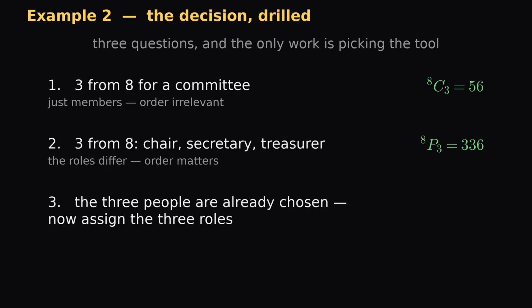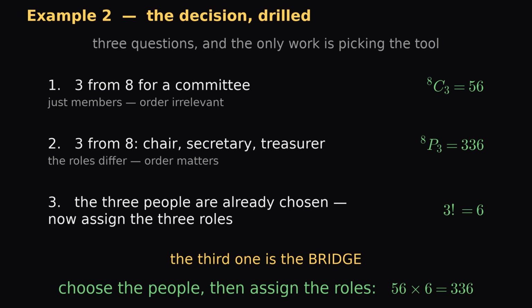3. You've already chosen which 3 people. Now assign the 3 roles among them. That is just 3 factorial. 6. And that third one is the bridge. Choosing the people and then assigning the roles is 56 times 6, which is 336. That is the entire relationship in one line.